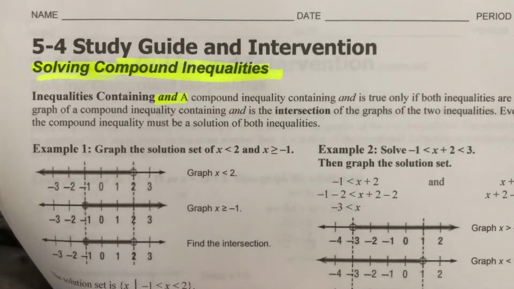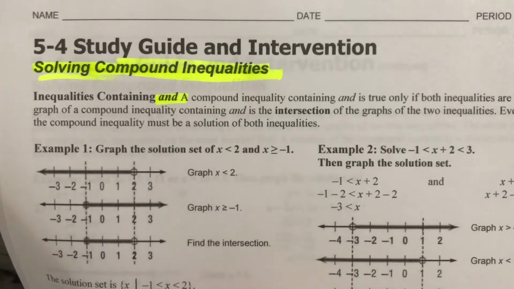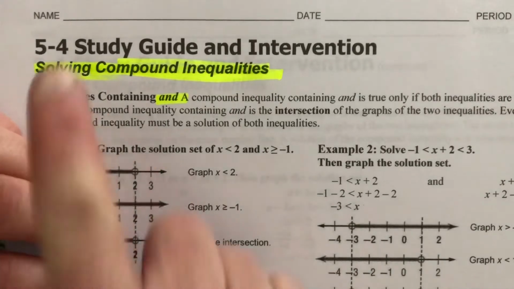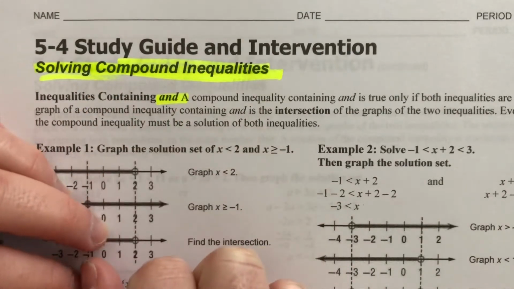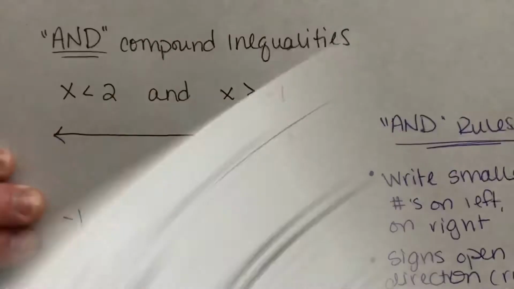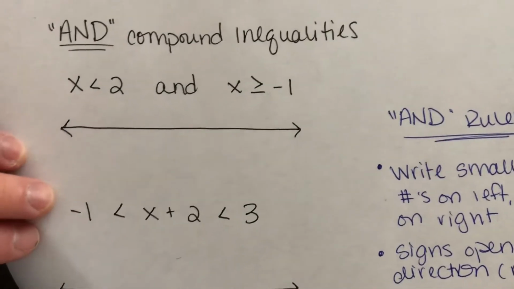So a compound inequality is when you have two different inequalities and you're putting them together, solving them together, and graphing them together on the same number line. All right, so the first thing we're going to look at is compound inequalities with the word and involved. And I'm going to do it in my own way. I think it's easier this way.